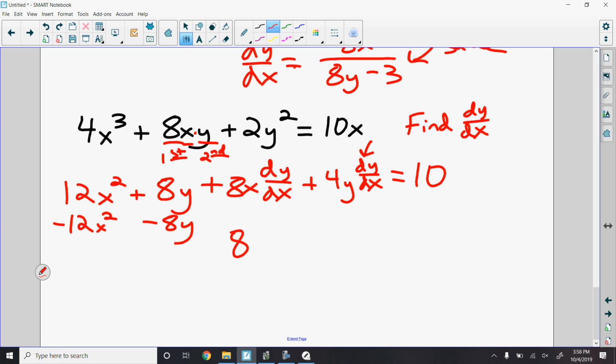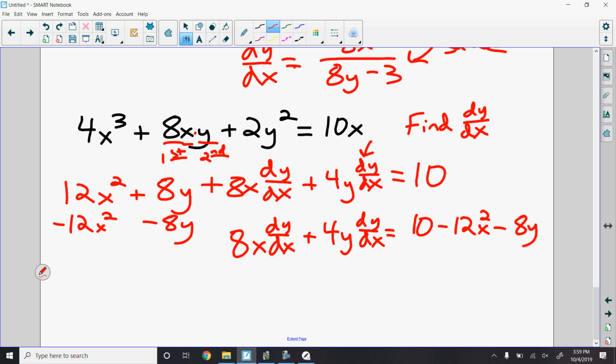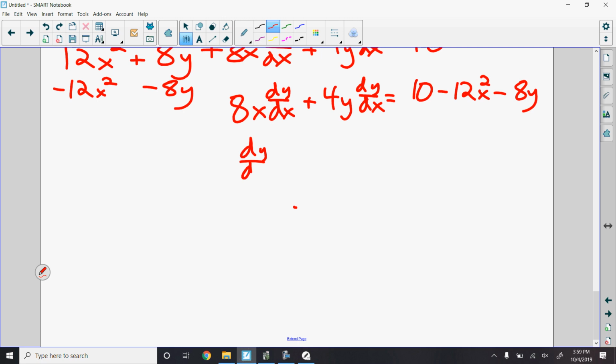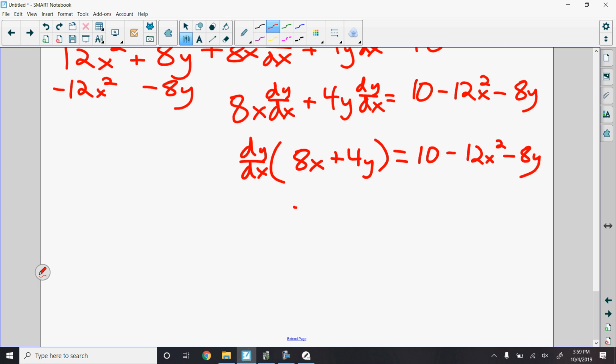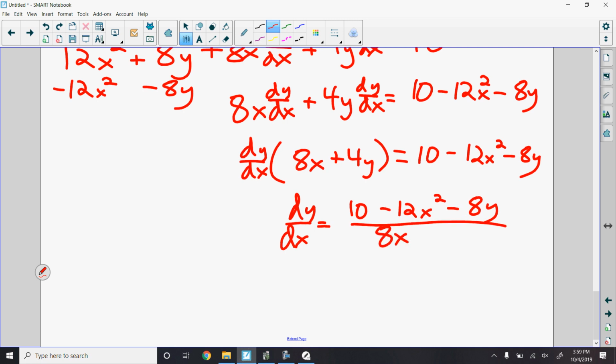And I'm going to do that to both sides. I'm going to get 8x dy dx plus 4y dy dx equals 10 minus 12x squared minus 8y. Now I'm going to factor out my dy dx. And I got 8x plus 4y here. And then I'm going to divide, and I'll get dy dx equals 10 minus 12x squared minus 8y over 8x plus 4y.